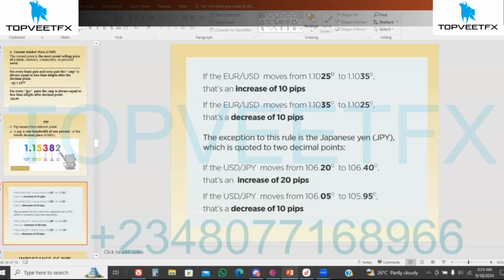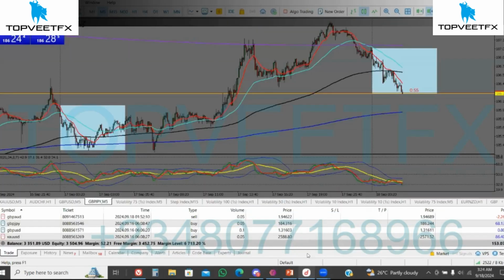And I want us to understand something. Let me go straight to the chart to open our eyes a little bit more. Look at it. This is GBP JPY. Now, how do you understand this? The price that you are seeing here means that you need 186.30 of Japanese yen to get £1.